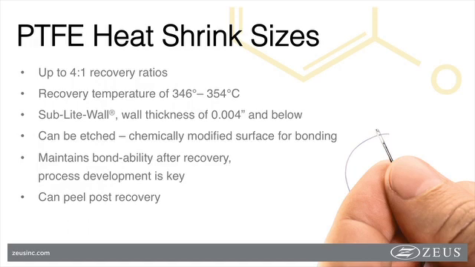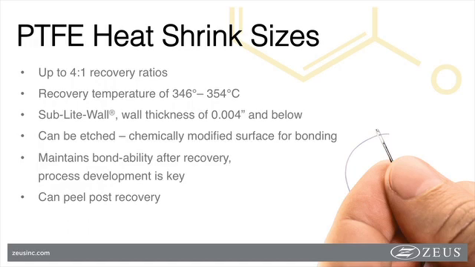PTFE heat shrink is recommended to be recovered at temperatures of around 340 Celsius. However, it is important to remember that the recovery process is to be developed for each application, taking into consideration the system as a whole. In applications where a very thin layer of PTFE is needed after the plastic has been shrunk, thin wall material may be useful. PTFE can be made with wall thicknesses of 0.004 of an inch and lower.